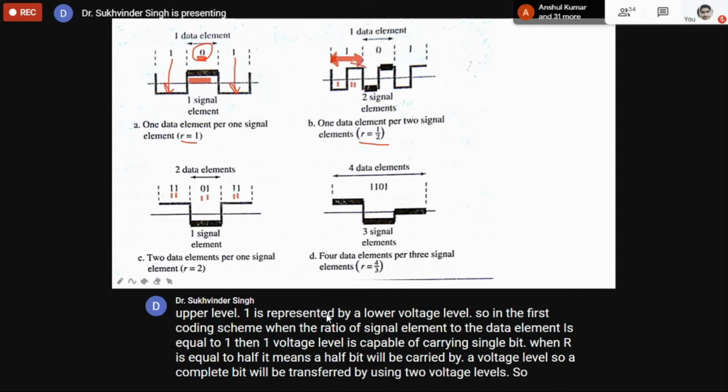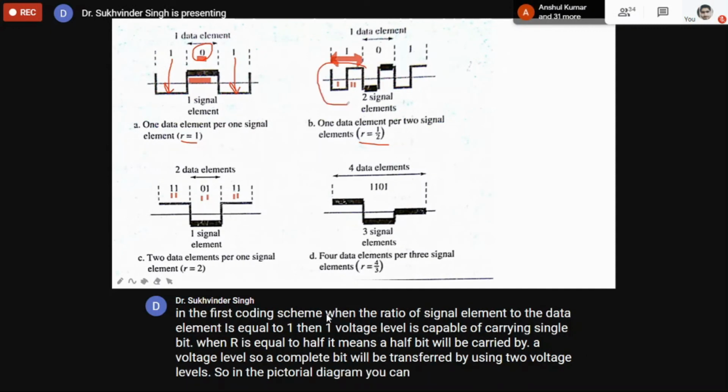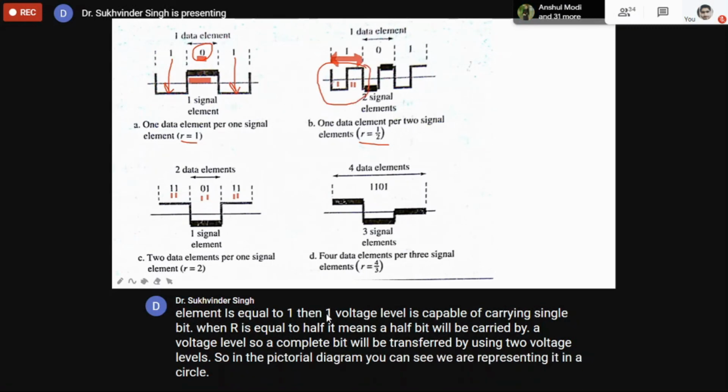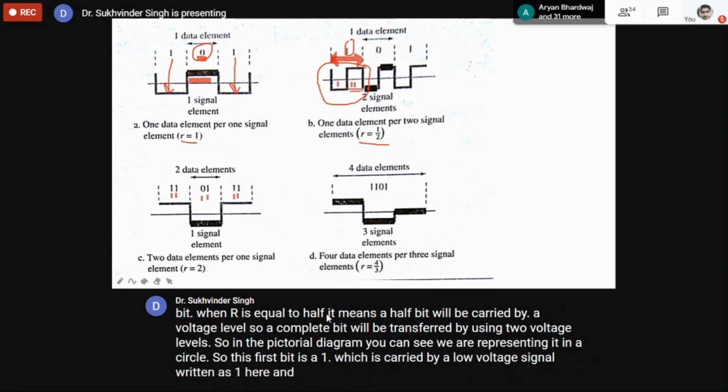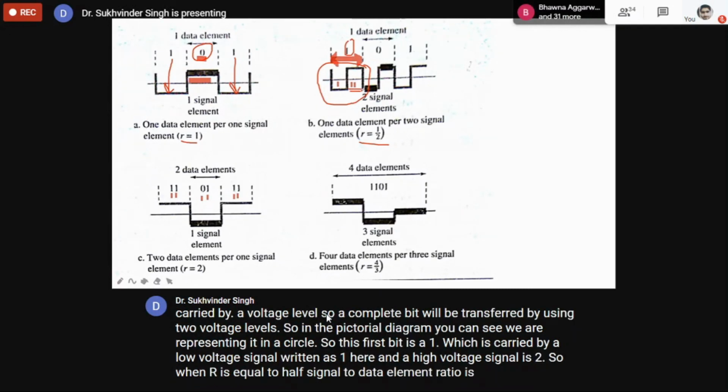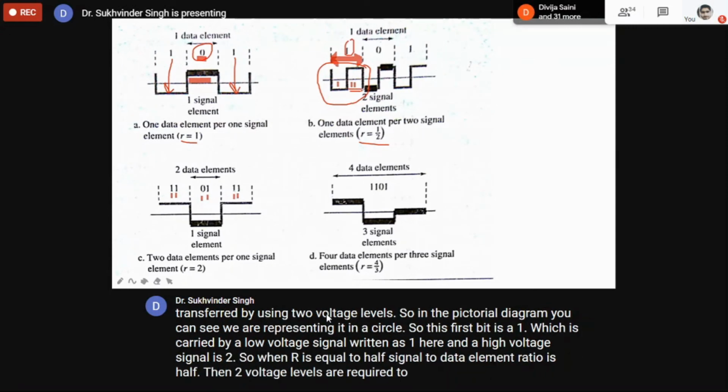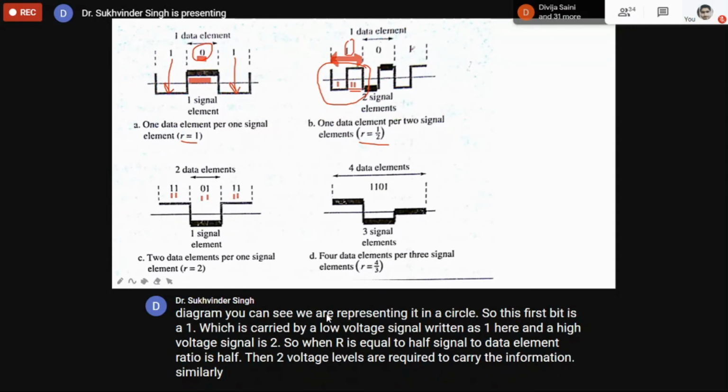In the pictorial diagram, you can see we are representing it in a circle. So this first bit is a 1, which is carried by a low voltage signal written as 1 here and a high voltage signal as 2. So when R is equal to half, the signal to data element ratio is half, then two voltage levels are required to carry the information. Similarly for 0 as well as for 1.